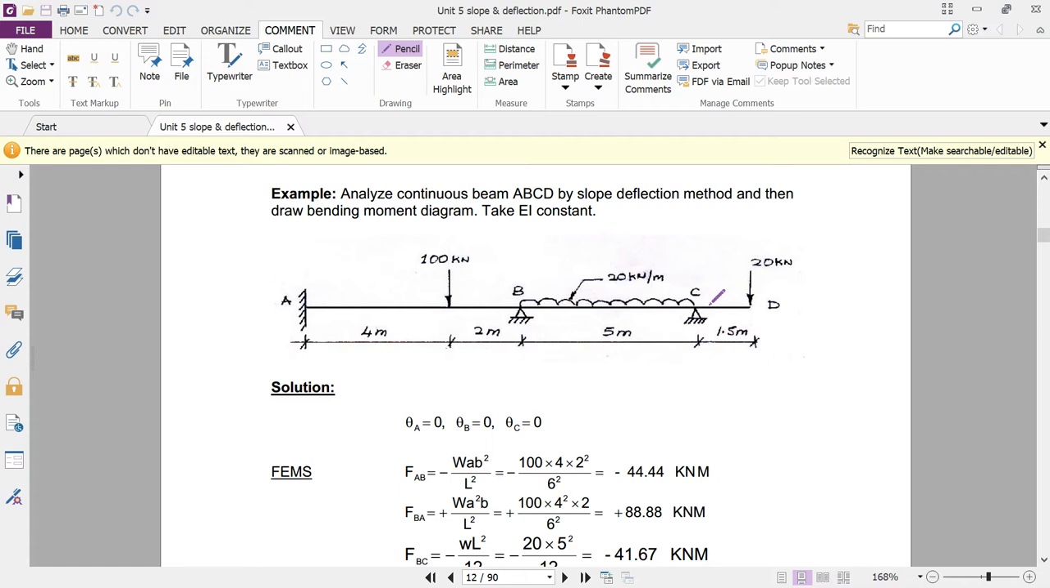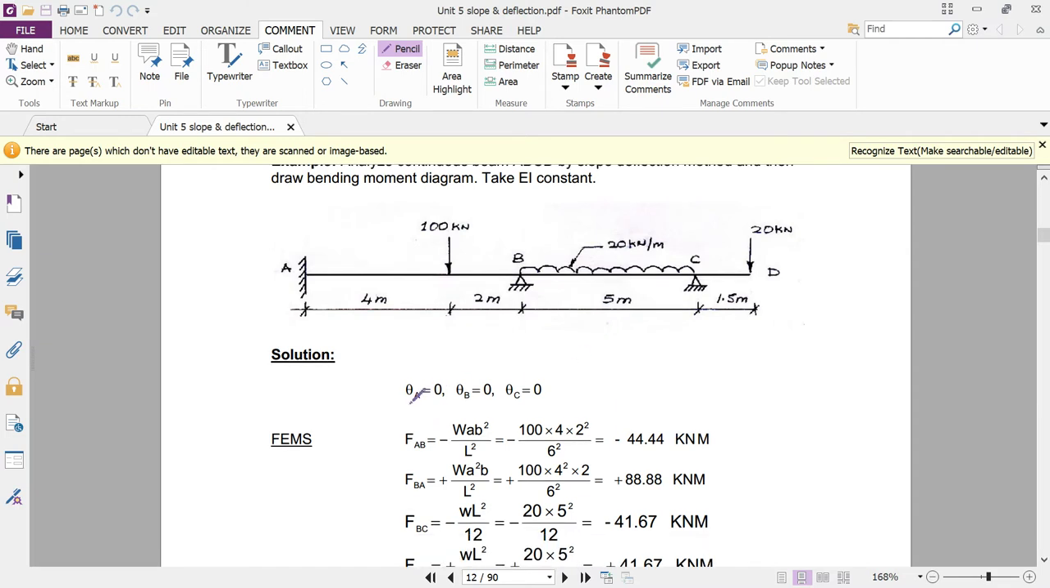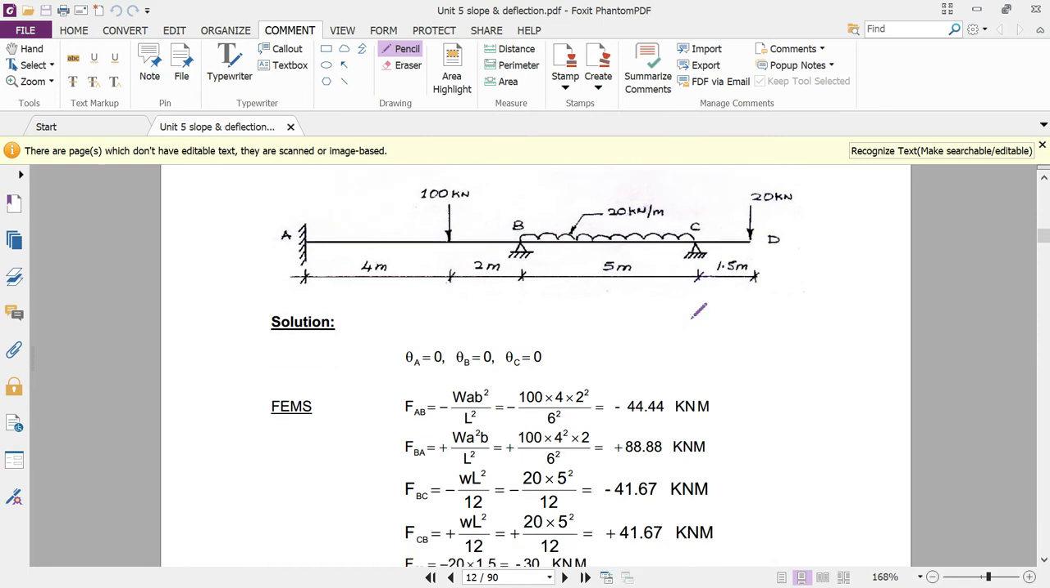So always remember, whenever the overhang portion is there, whenever the simply supported case is there, in that case your theta value is ultimately 0. Here if you see the support C, there is an overhang portion, so it means only the moment will transfer here, and there will be no formation of theta at support C. Therefore initially we can write theta A equal to 0, theta B equal to 0, and theta C equal to 0. Initially all these conditions are like this.